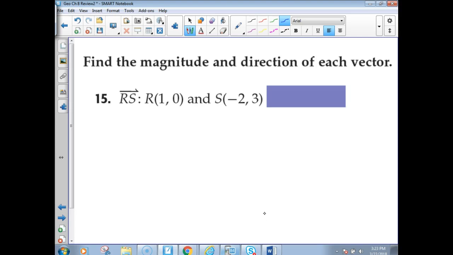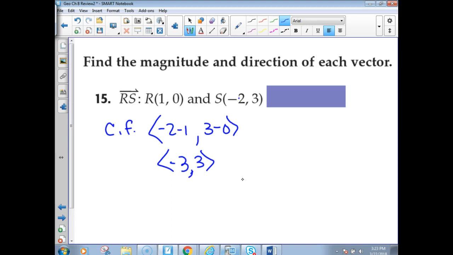All right, 10, magnitude and direction. Now, for magnitude, you've got to find the component form. I mean, that's the best way to go about it. And then you're going to square and add. So find the component form first of the vector r to s, negative 2 minus 1, and 3 minus 0. That will give you negative 3, 3 for the component form.